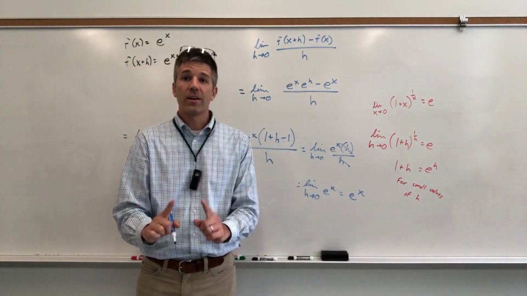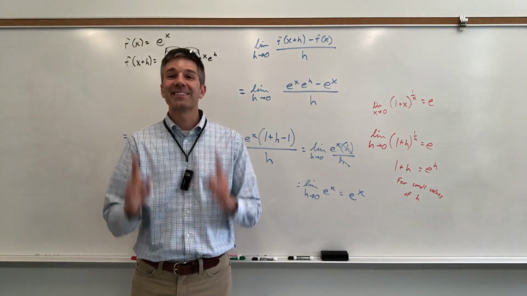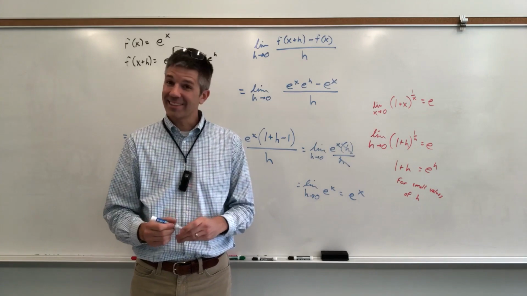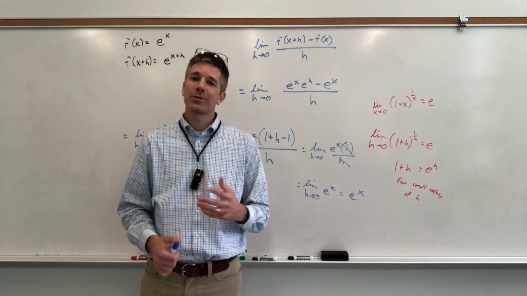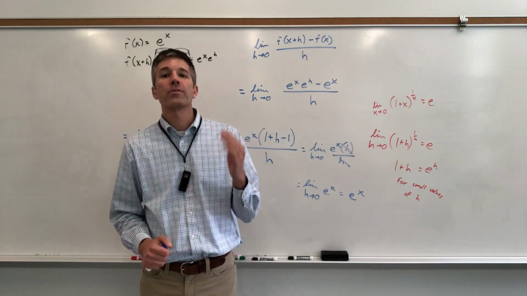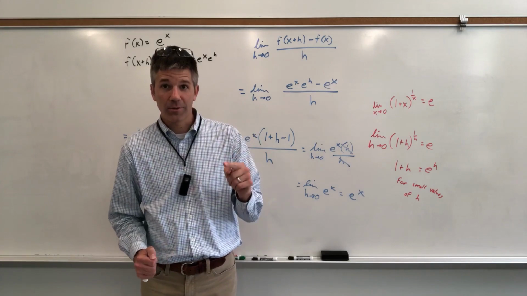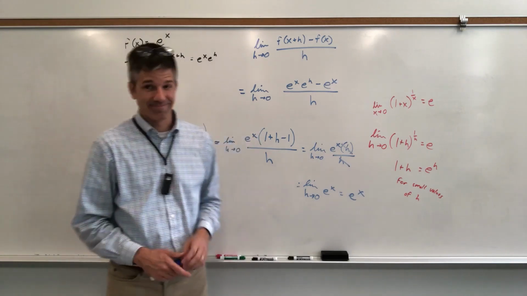The derivative of e to the x is e to the x. It is its own derivative. Isn't that neat? Yes, it is. And here's what that means. The slope at any point of the graph of e to the x is equal to the value of e to the x. It's neat.